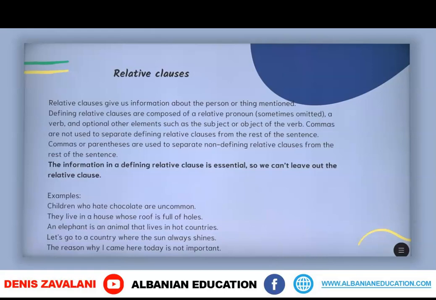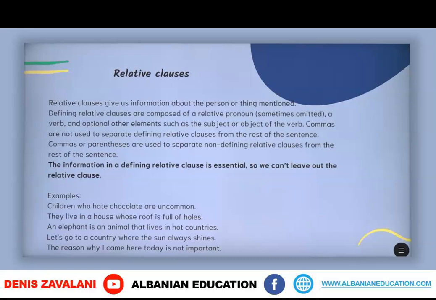As you could see in the text, you had highlighted words in red, and those were the relative clauses. So now we are going to see more information on relative clauses. Defining relative clauses are composed of a relative pronoun, sometimes omitted, a verb, and optional other elements such as the subject or object of the verb. Commas are not used to separate defining relative clauses from the rest of the sentence. Commas are used to separate non-defining relative clauses from the rest of the sentence.